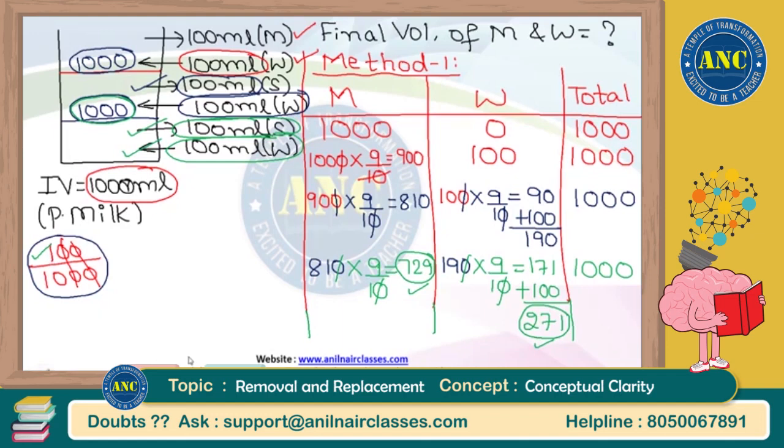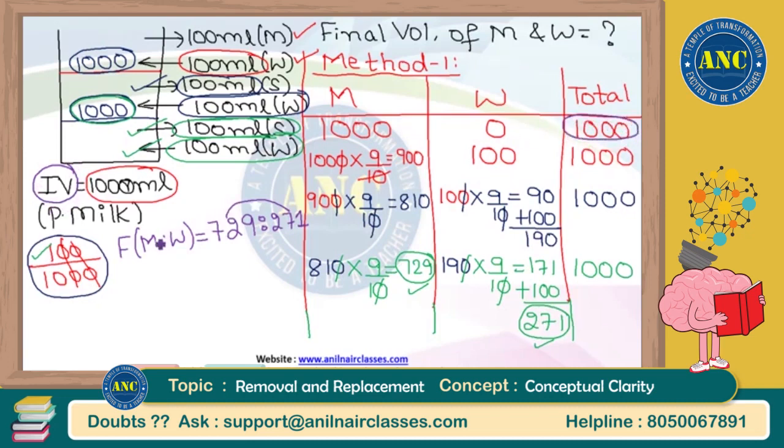One simple conclusion from this, listen very, very carefully, sir. What is the final ratio of milk and water? The final ratio of milk and water is 729 is to 271. Now, if I add these two, 729 and 271, I will get 1000. That 1000 is the initial volume, or the total volume, which is present in the vessel.